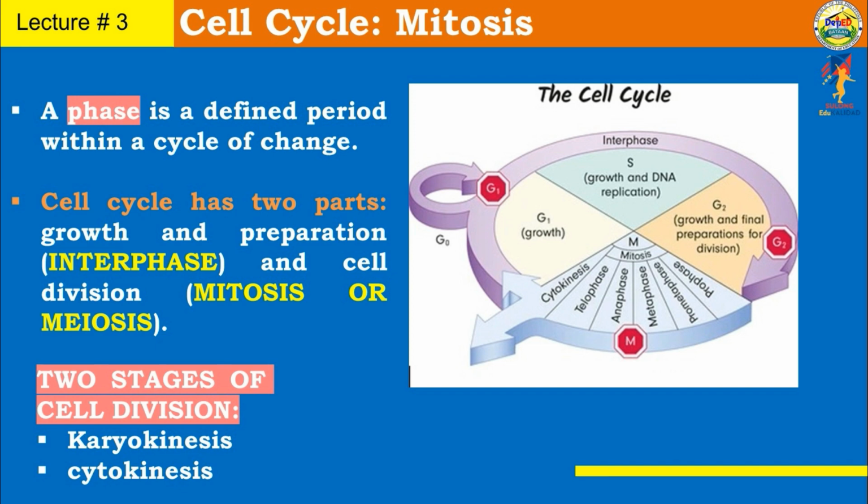The cell cycle has two major parts. So we have growth and preparation, or the interphase, and cell division, or the mitosis or meiosis. Cell division, in turn, is divided into two stages. So we have the karyokinesis and the cytokinesis. Dito sa ating presentation, pinapakita dito yung two parts ng cell cycle, which is the interphase and the cell division. For the cell division naman, nahati ito sa dalawang stage, which is the karyokinesis and the cytokinesis.